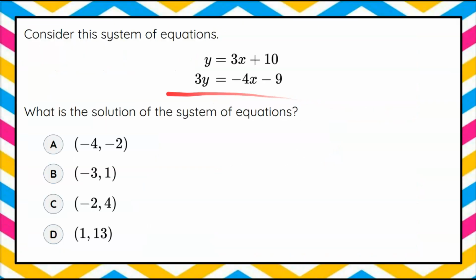Here's our question. We're asked to consider the system of equations y equals 3x plus 10 and 3y equals negative 4x subtract 9. We want to know what is the solution of the system of equations, and we're given 4 answer choices to pick from.